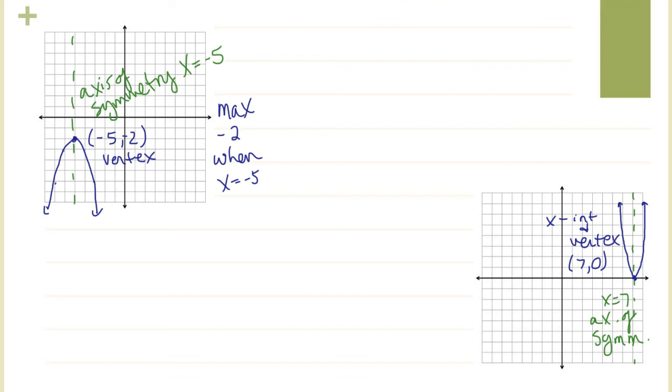The domain's still going to be all real numbers. It's still getting wider and wider. It's just happening very, very slowly. It's going up more quickly than it's going over. And so we can talk about the x-intercept. Again, something special about it, it just kind of bounces off and then returns back up. It's got a minimum value because it opens up. Its minimum value is 0 when x equals 7.